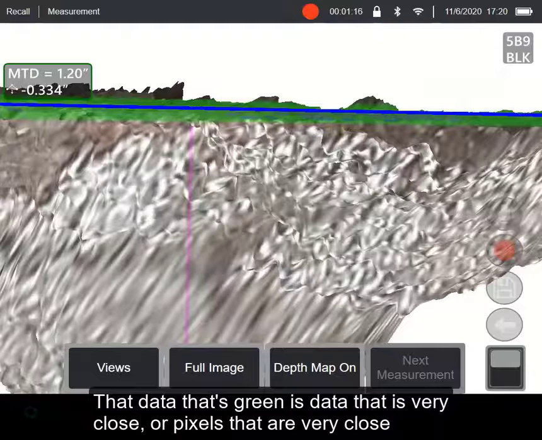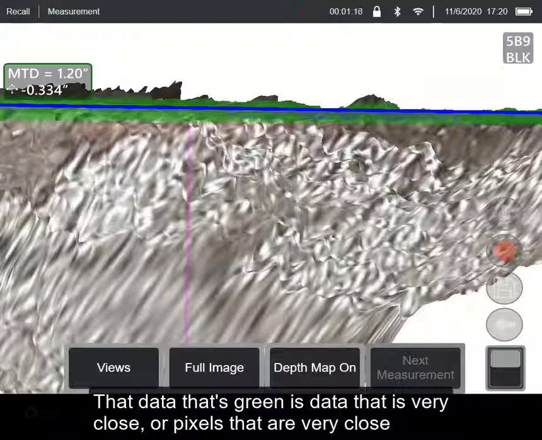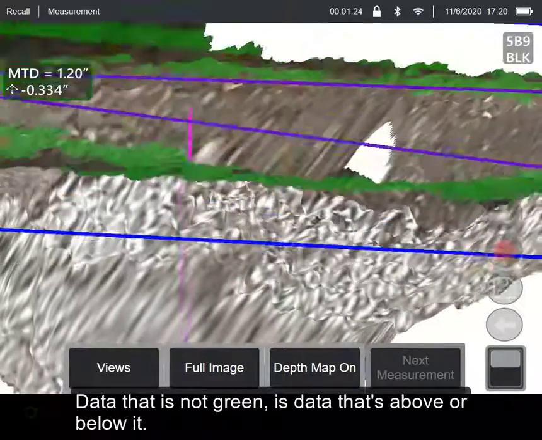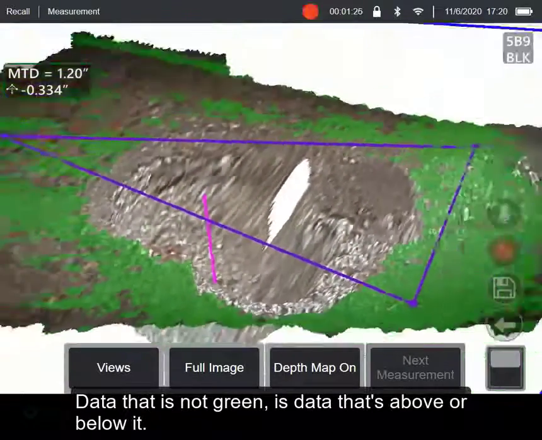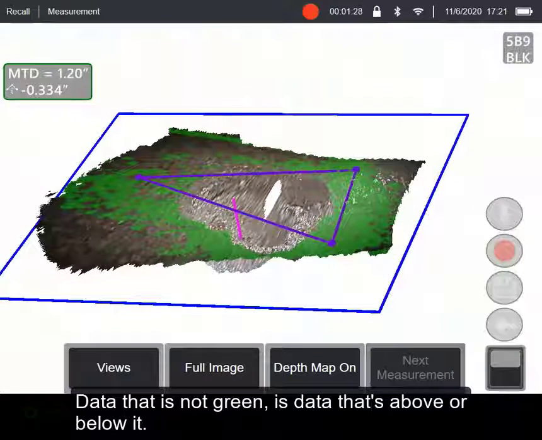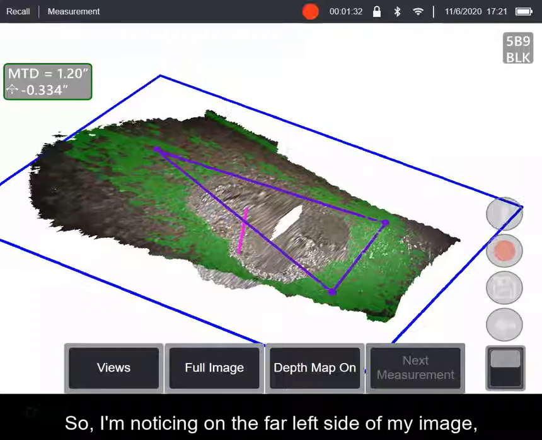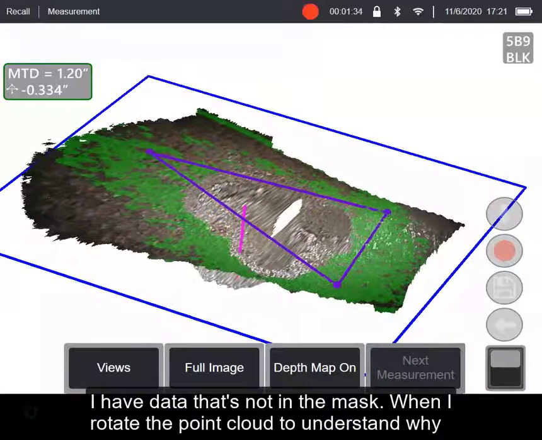That data that's green is data that is very close, or pixels that are very close to that mathematical plane. Data that is not green is data that's above or below it. So I'm noticing on the far left side of my image, I have data that's not in the mask.